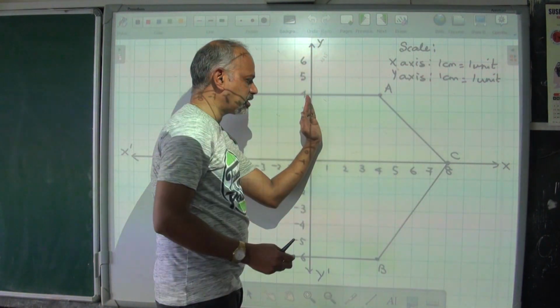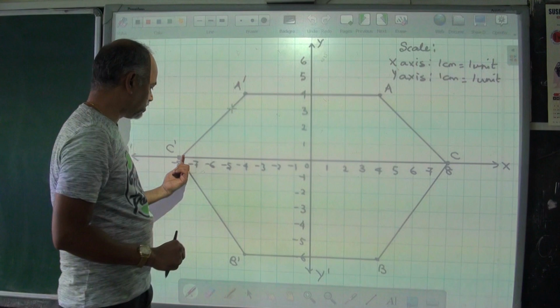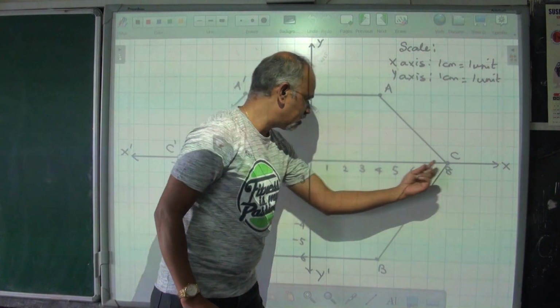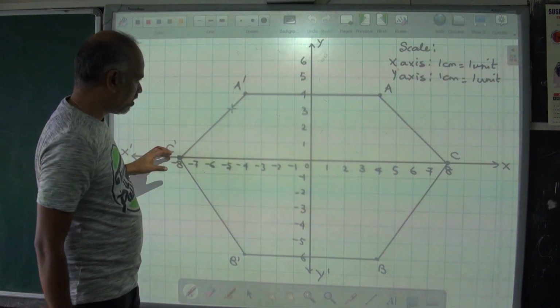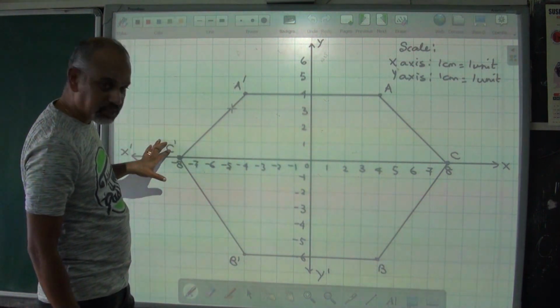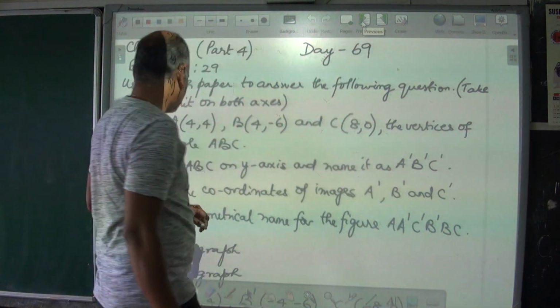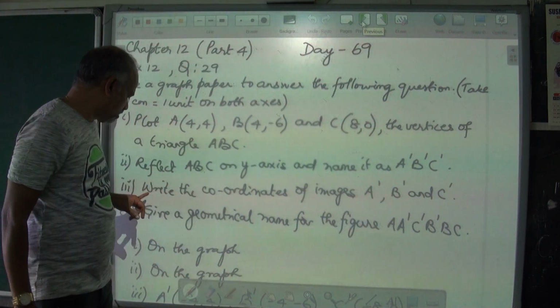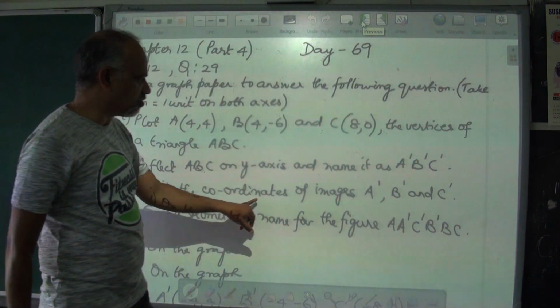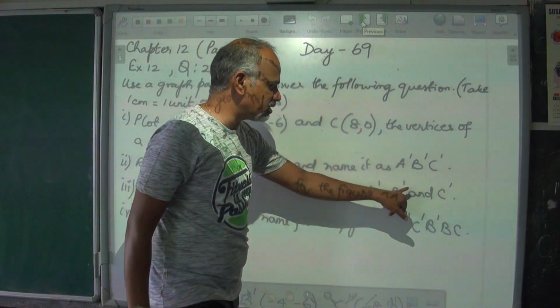C is reflected on the y-axis. You should get it on this side. So that's C dash. Distance is 8. Here also it should be 8. So you got A dash, B dash and C dash also reflected. Second question is done. Third one. Write the coordinates of images A dash, B dash and C dash.